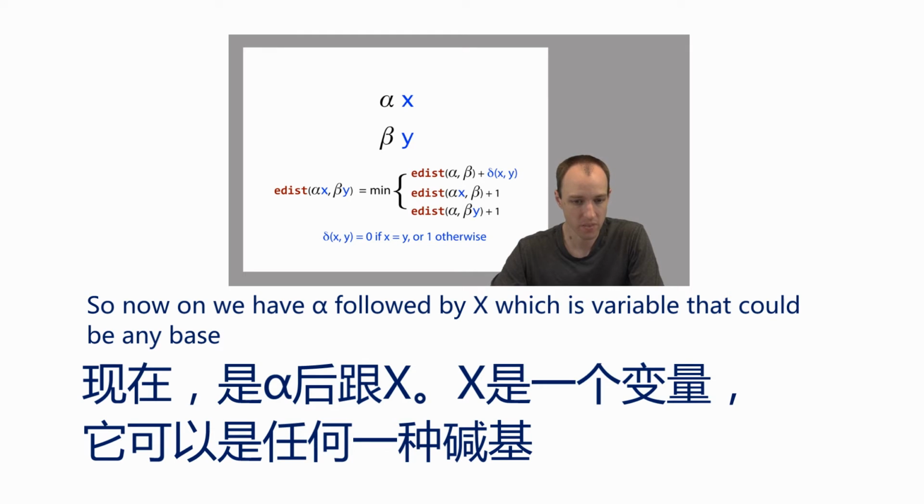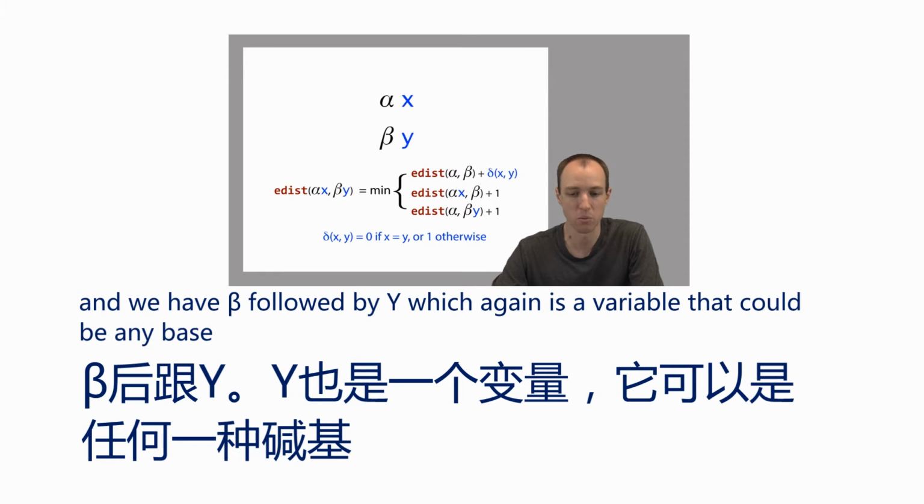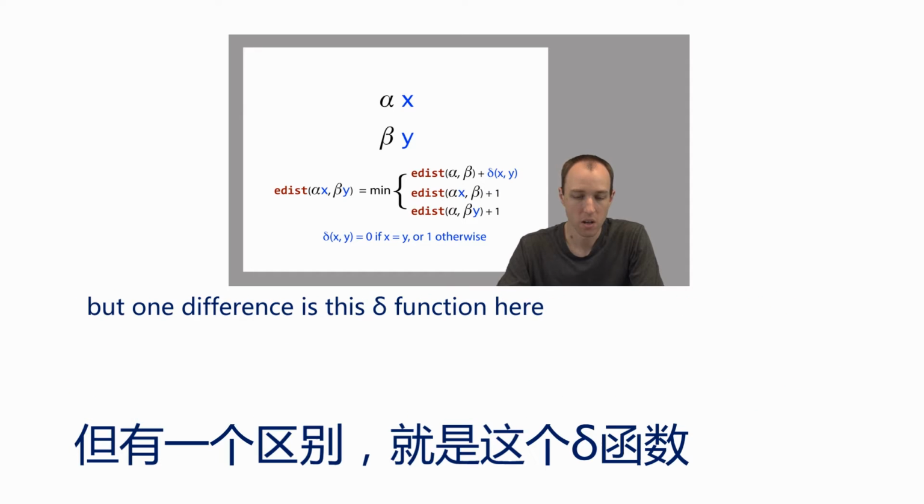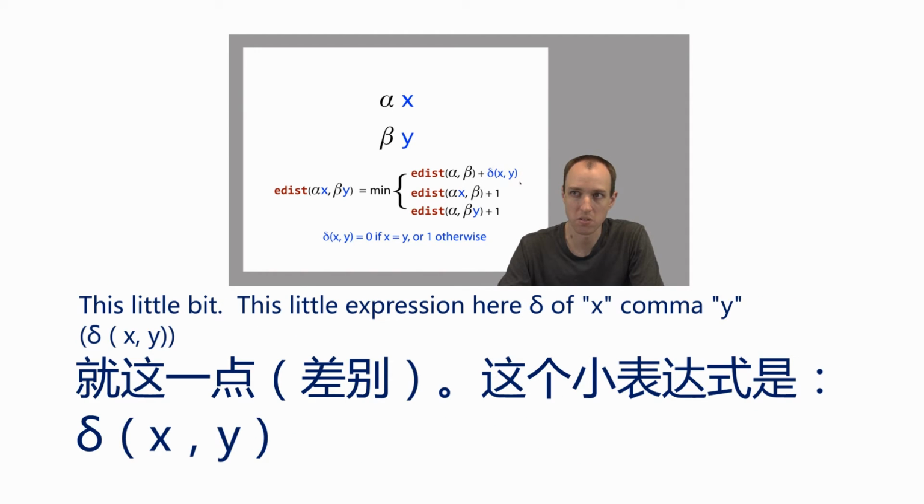So now we have alpha followed by x, which is a variable that could be any base, and we have beta followed by y, which again is a variable that could be any base. And we can rewrite our expression this way, and it's very close to what we saw before. But one difference is this delta function here. There's this little expression here, delta of x comma y.